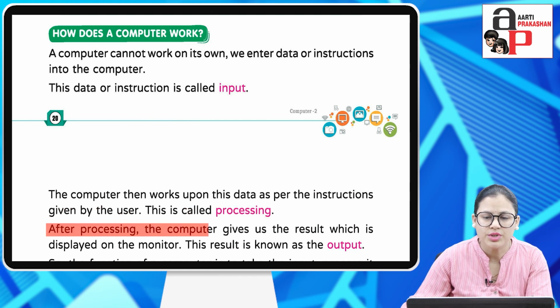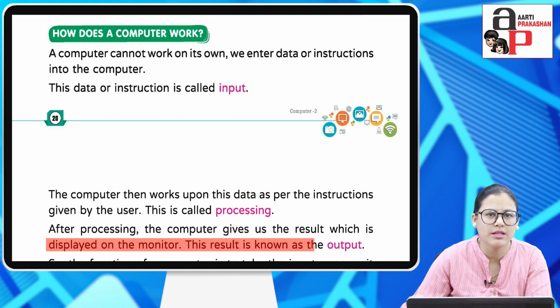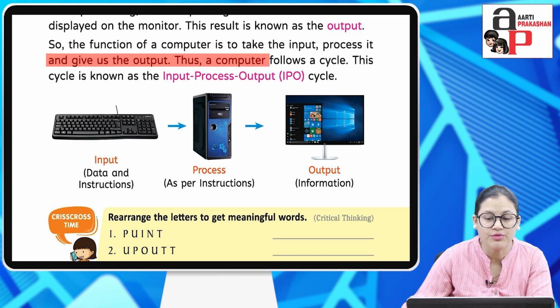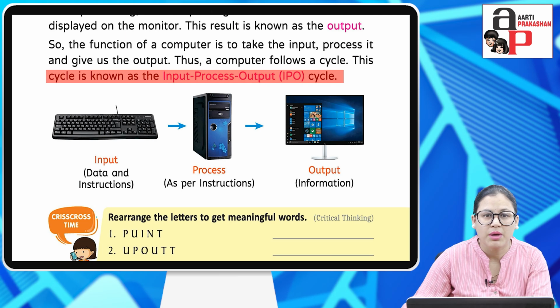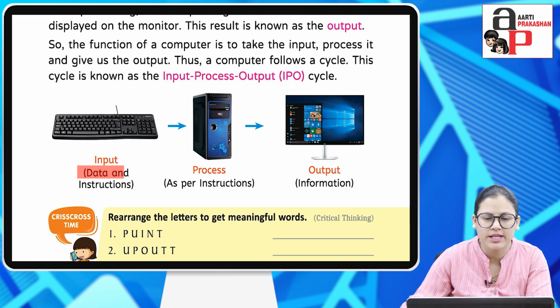After processing, the computer gives us the result, which is displayed on the monitor. This result is known as the output. So, the function of a computer is to take the input, process it, and give us the output. Thus, a computer follows a cycle. This cycle is known as the input, process, output cycle, or you can say IPO cycle. Always remember that the computer follows this cycle: input, process, output. Input we give with the help of the keyboard, that is data and instructions. Then process as per instructions, and output is the information.